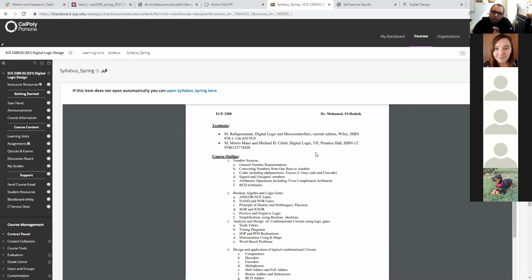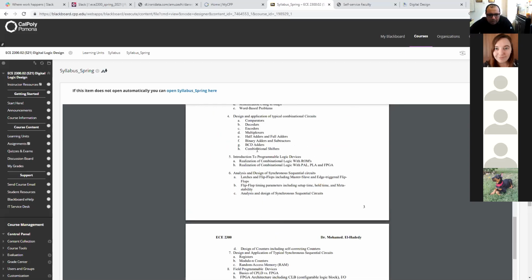Then after we fully understand how the logic gates work and how you can add them together and see what the output will be, we're going to go into the analysis and design of combinational circuits using these logic gates. You have to learn the truth table, timing diagrams, sum of products and product of sums realization, which stand for SOP and POS. And of course, we're going to learn the magic map, which is called the K-map. It's named for a well-known mathematician who invented it specifically for logic gates. And then there are some word-based problems we can play with.